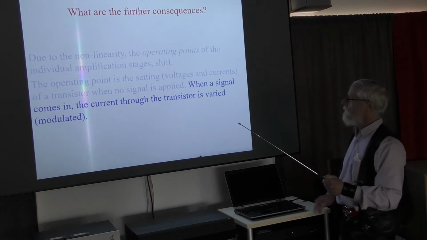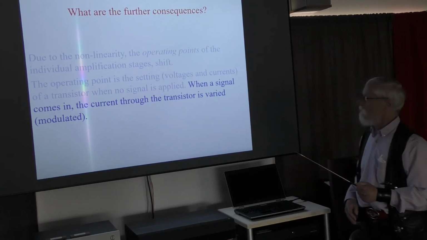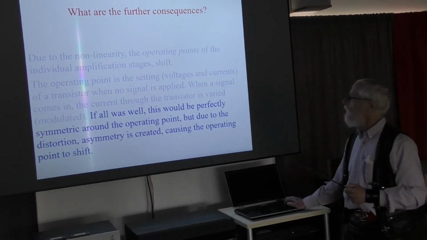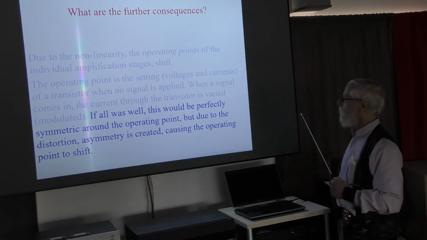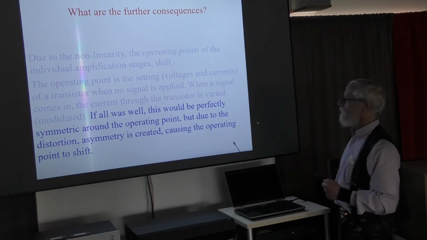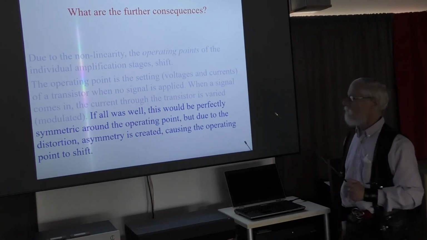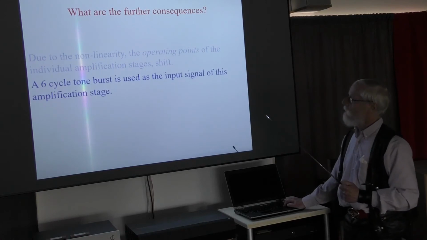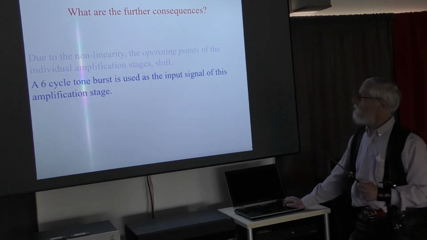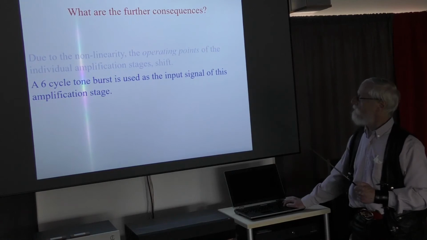And when the signal comes in, the current through the transistor is varied or modulated. And if all was well, this would be perfectly symmetric around the operating point, but due to the distortion, asymmetry is created, causing the operating point to shift. And I'll illustrate that with a 6-cycle tone burst, using an input signal to this amplification stage.